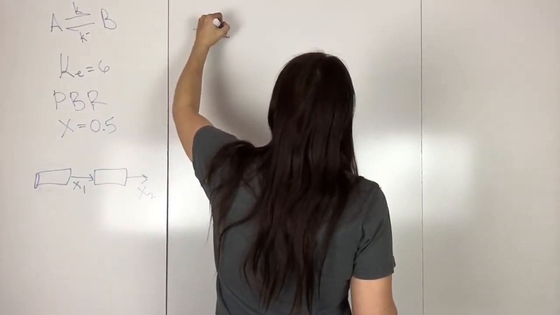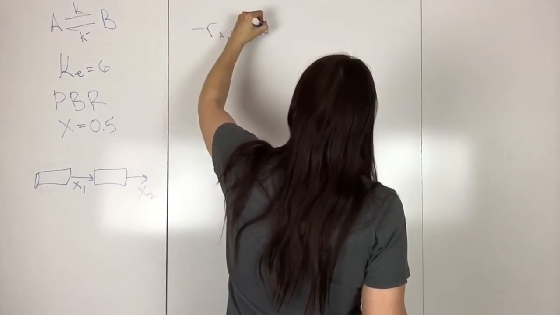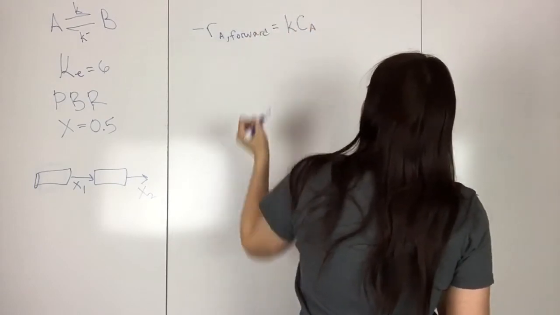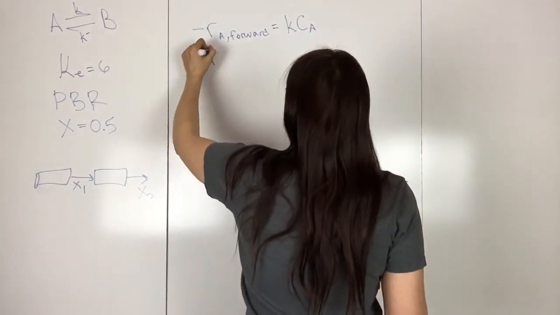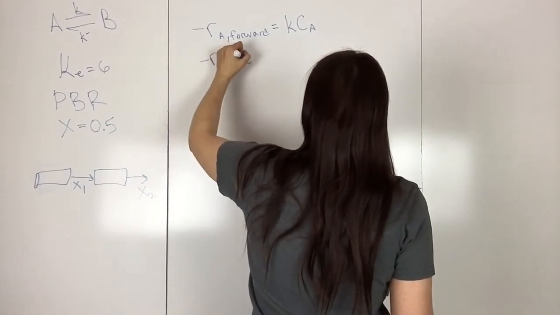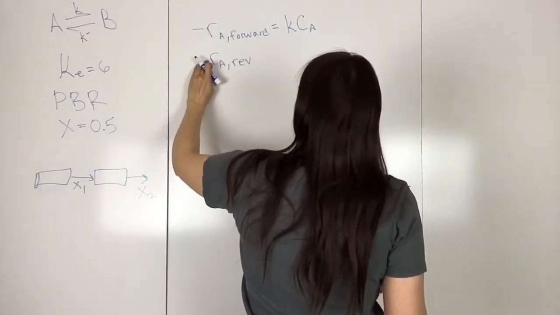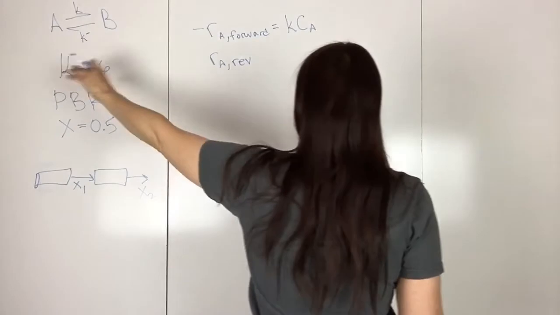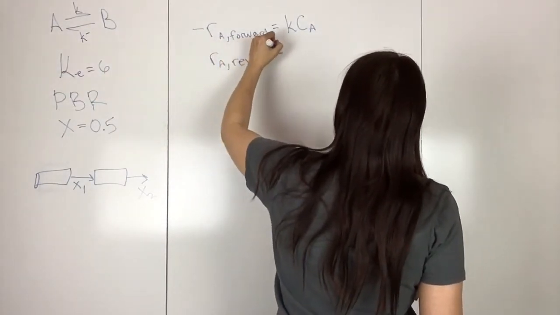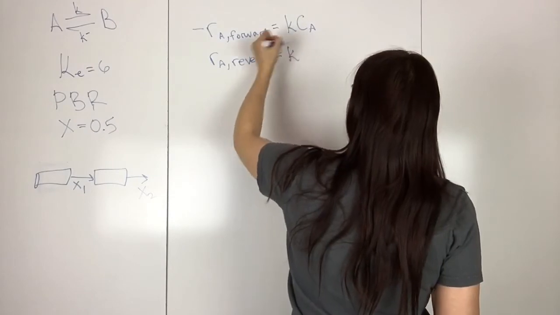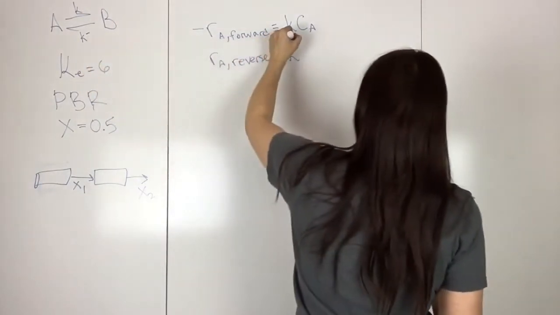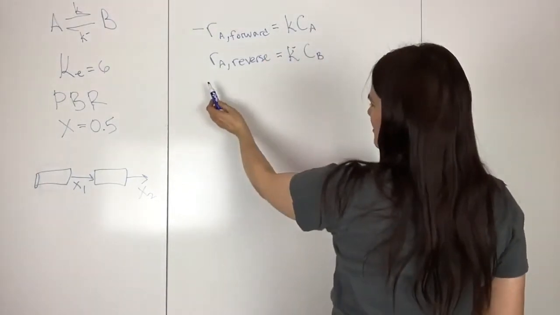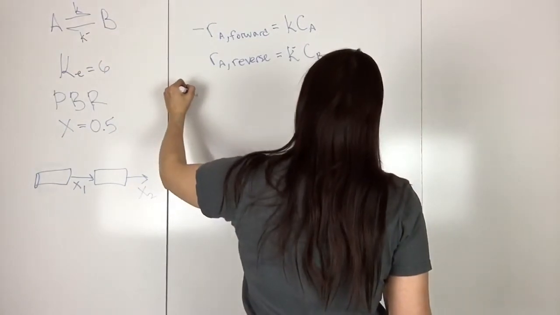So first of all, we have the rate forward, and since we're assuming first order, that's k CA. And then we have the rate in reverse, and this is positive since it's the rate of formation going in the reverse direction. And that is k minus 1 CB.